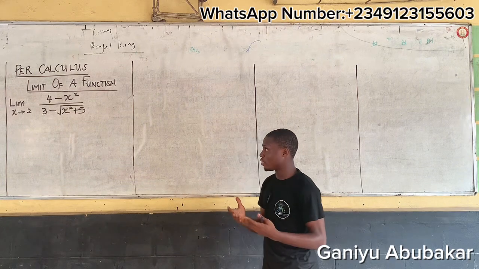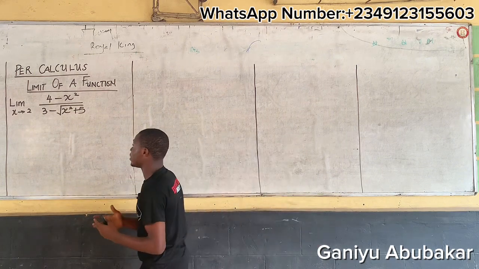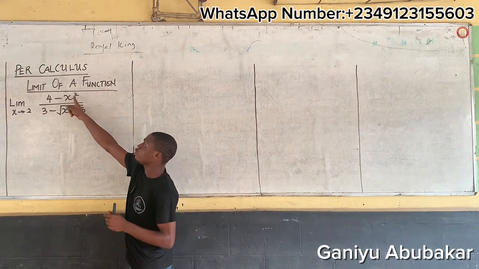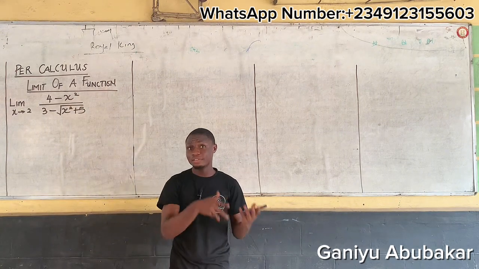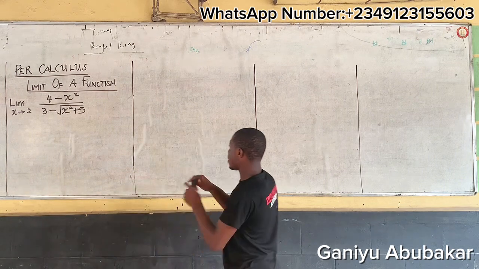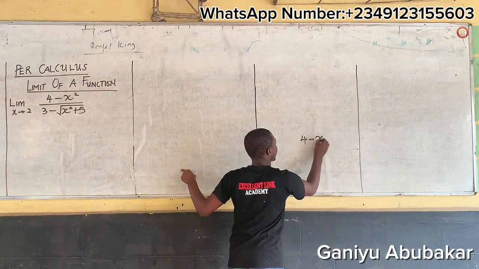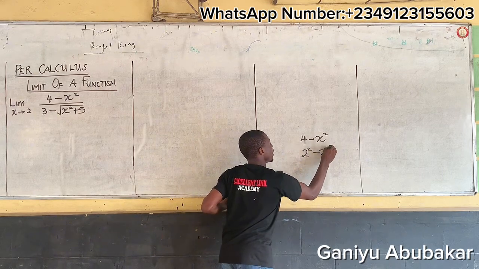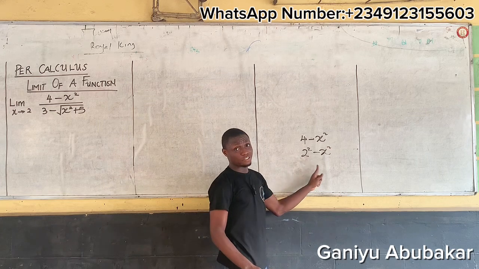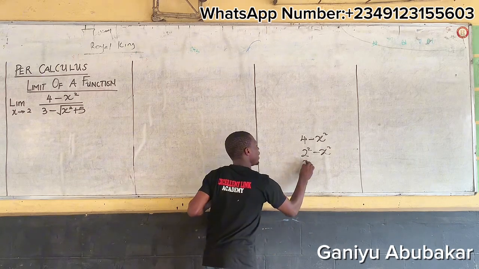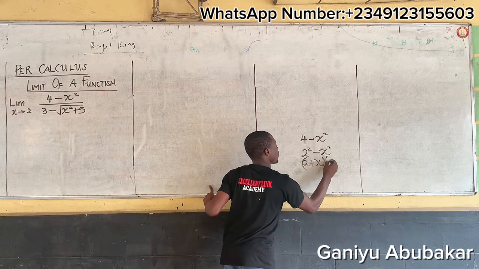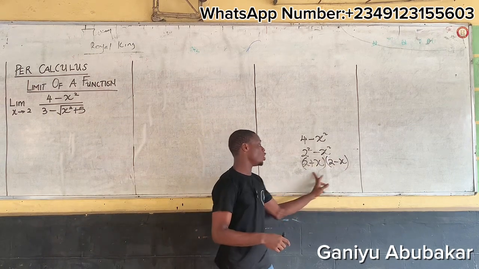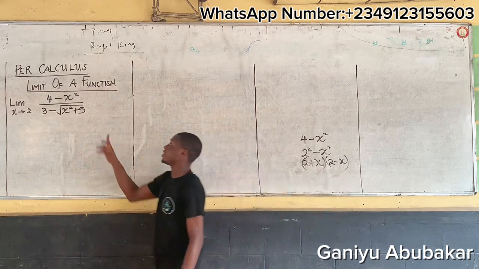My very first task is to just open my eyes and look at this question. If you observe the numerator, it can be expressed as a difference of two squares, right? If I have 4 minus x squared, I can break this down as 2 squared minus x squared, which is a difference of two squares. So I should have 2 plus x into 2 minus x.